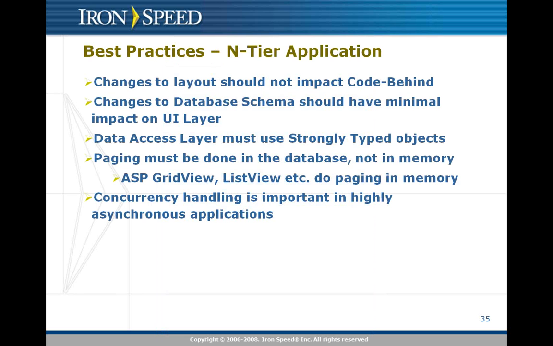So what are the best practices for an N-tier application? Well, the key thing, as you might imagine, is that changes to the layout should not impact code behind. So if I move a button from one location to another location, should not impact code behind at all. And the changes to the database schema should also have a minimal impact on the UI layer, because what you want to do is essentially insulate the database schema from the UI layer. So you want to be able to make sure that if there's something that changes on the database layer, does not have an impact on the UI.